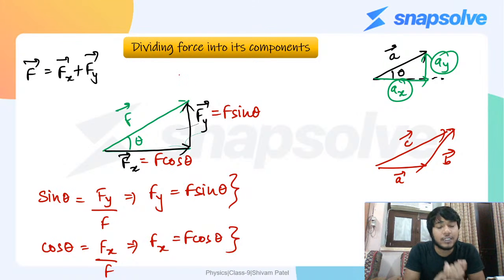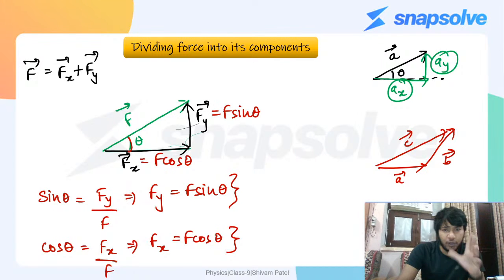One will be F cos theta in the horizontal direction, or you can say along theta, and the other force will be F sine theta in the direction perpendicular to it. So these are the components of this force, better to call them the rectangular components.